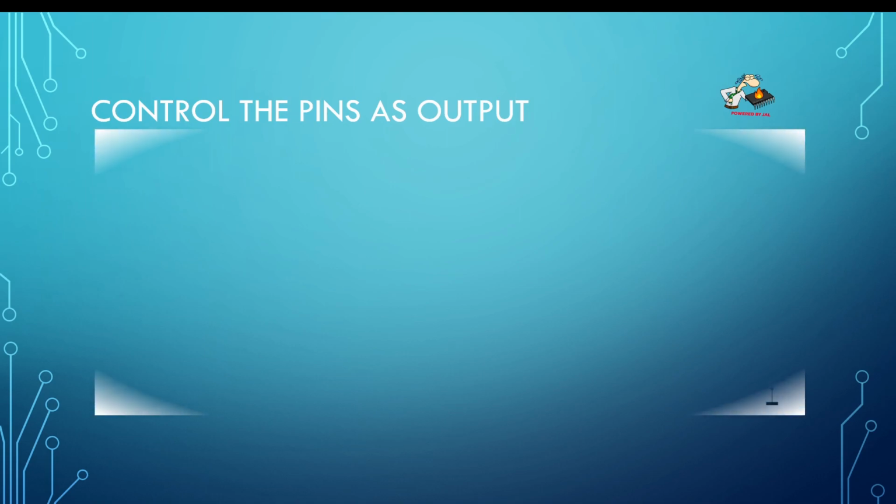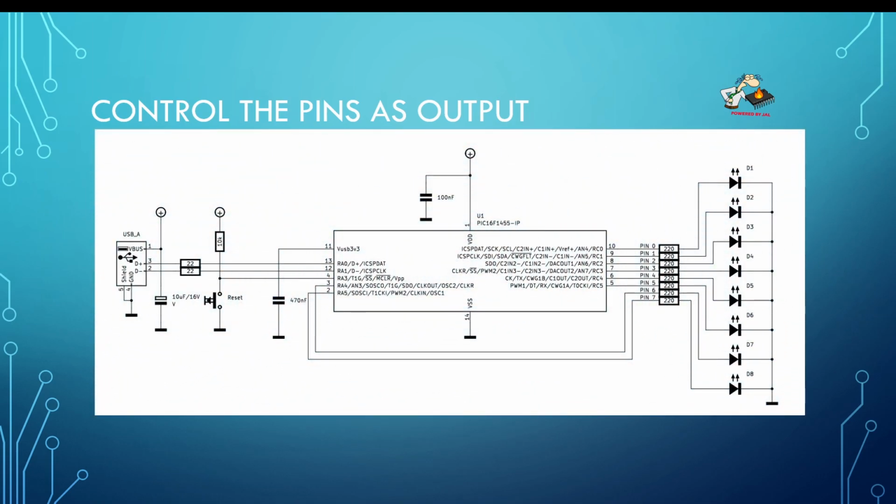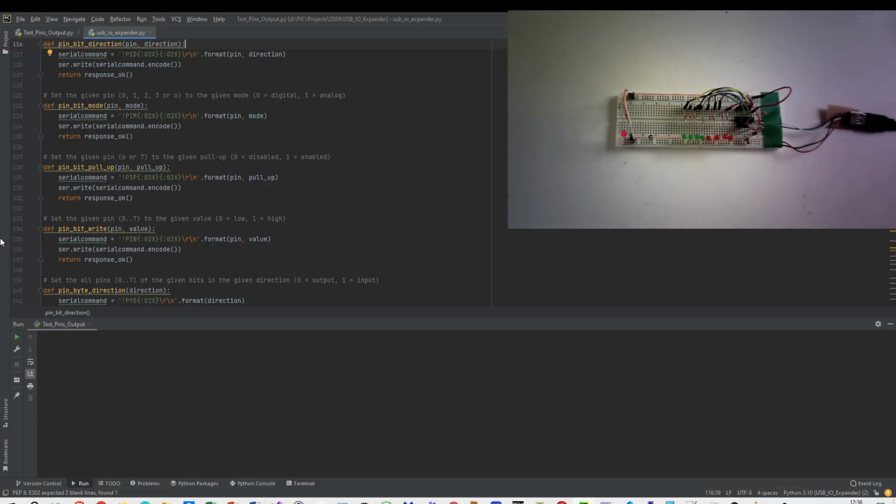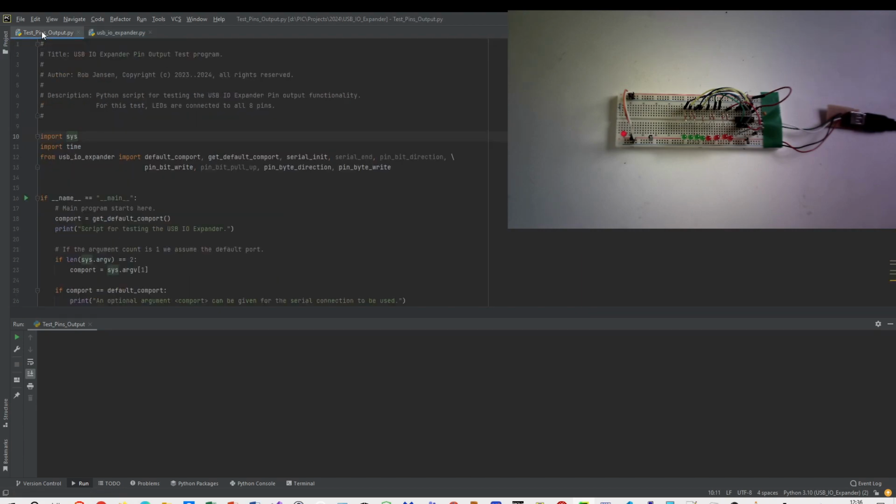So the first video is to control the pins as outputs. I added some resistors and 8 LEDs to the output ports of this device. Here I have my Python script and also my Python library, which is called the USB I/O expander, which provides all kinds of functionality to make life easier. And this is the test pins output script that I created.